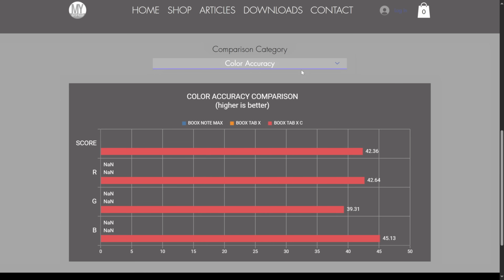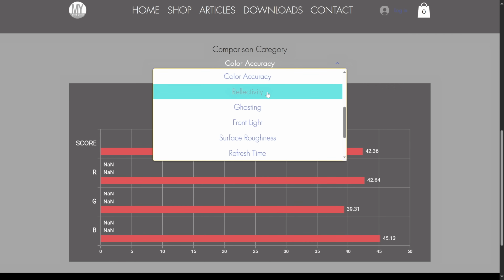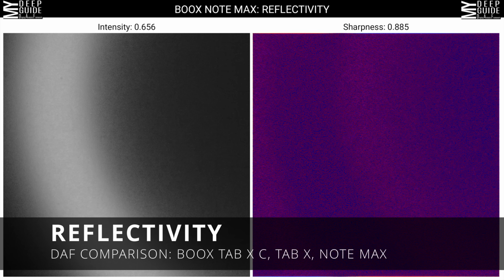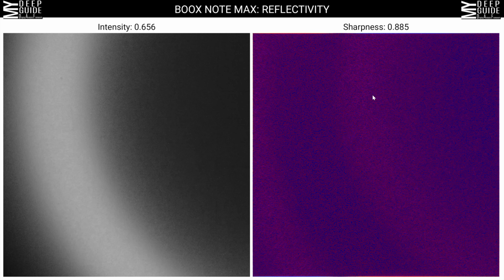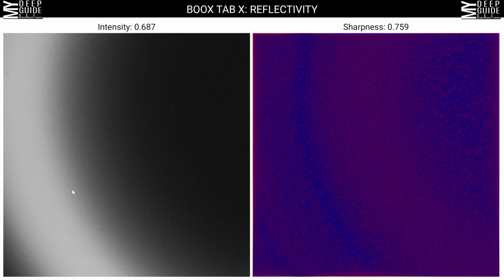Tab XC is the only color device among these here, so there's no point really to compare the color accuracy, so we will move on to reflectivity. Starting with Note Max, we get rather good intensity levels and excellent sharpness levels here. So the diffusion of the reflected image here is really good. No sharp edges or clear shapes to be seen. Tab X also has good reflectivity characteristics, but we can definitely see more sharpness here, less of a longer diffusion edge, and we can see sharper edges definitely being noticed here when calculating sharpness, which is indicated in the score here.